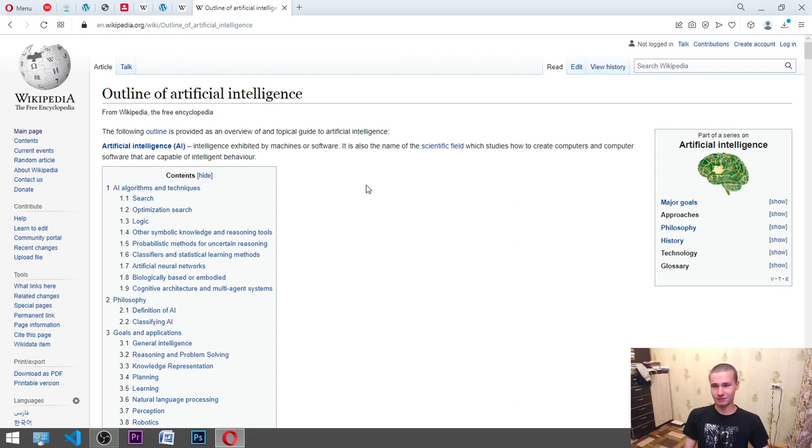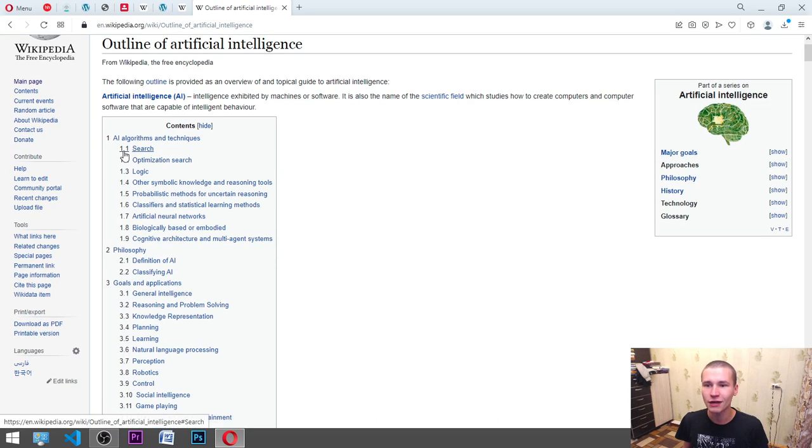Let's start. The following outline is provided as an overview of and topical guide to artificial intelligence. Artificial intelligence, AI: intelligence exhibited by machines or software. It is also the name of the scientific field which studies how to create computers and computer software that are capable of intelligent behavior.